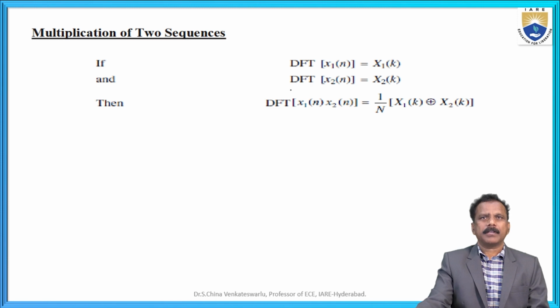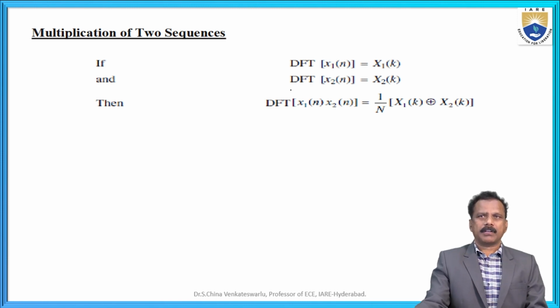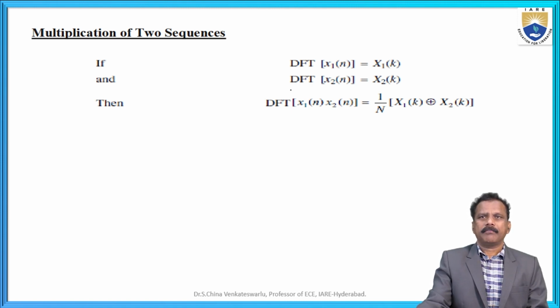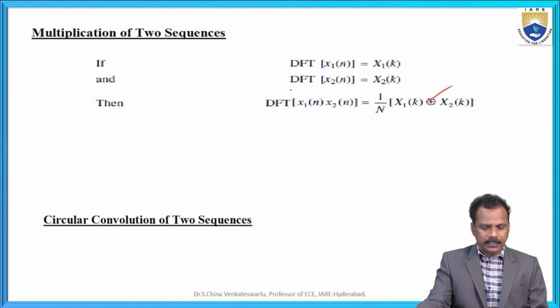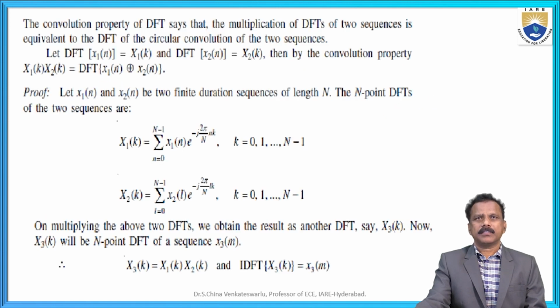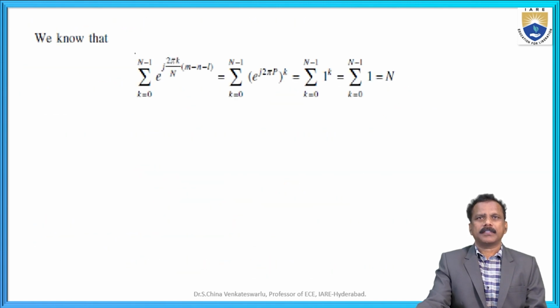Sometimes we require the multiplication of two sequences. If the DFT of x1 of n is equal to X1 of k, and the DFT of x2 of n is equal to X2 of k, then the DFT of x1 of n times x2 of n is equal to 1 by N, X1 of k convolved with X2 of k. It is a circular convolution. Okay, the circular convolution of the two sequences, we are going to represent like this.